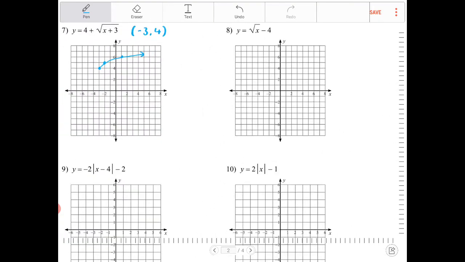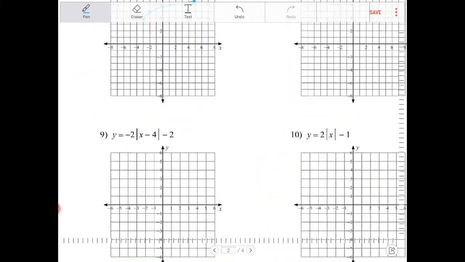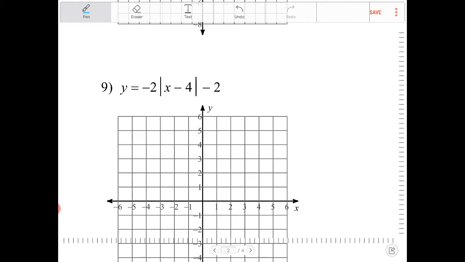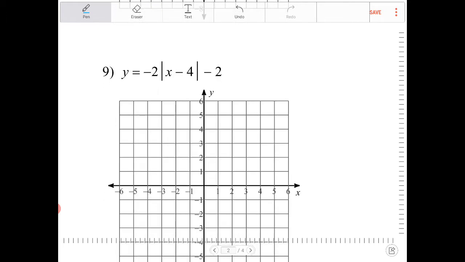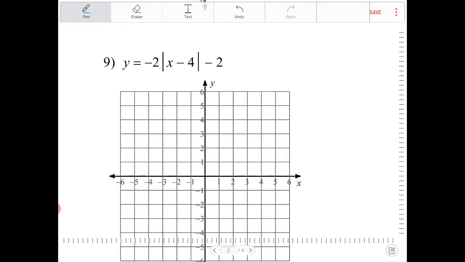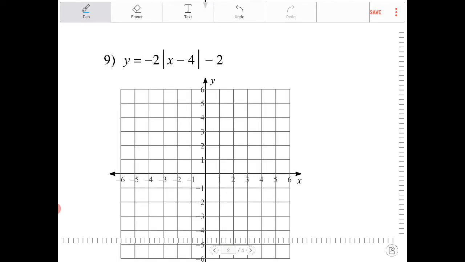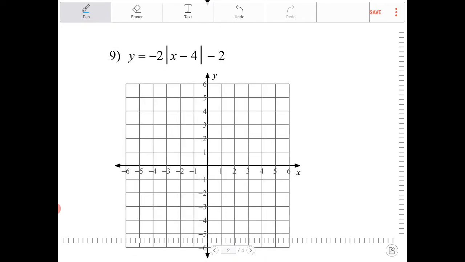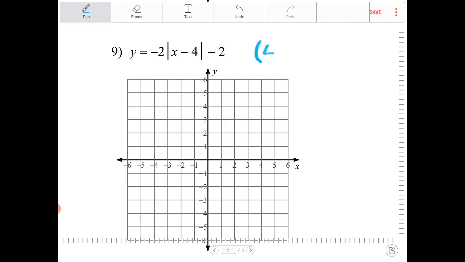Let's do this guy right here. Okay, so I have negative 2 times the absolute value of x minus 4, and then subtract 2. Immediately from this, I know that the vertex is located at 4, negative 2. So 4, negative 2 is located over here. I'm going to have a dilation of negative 2.